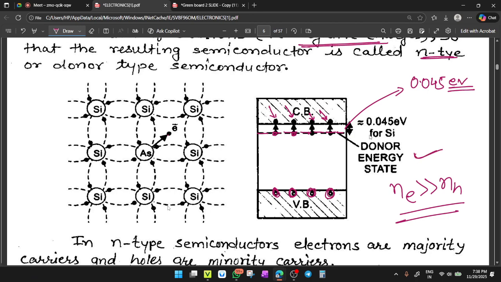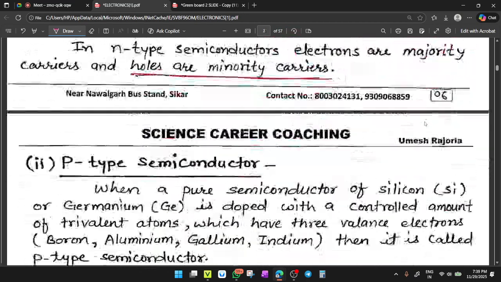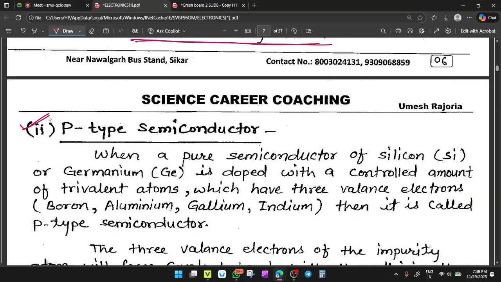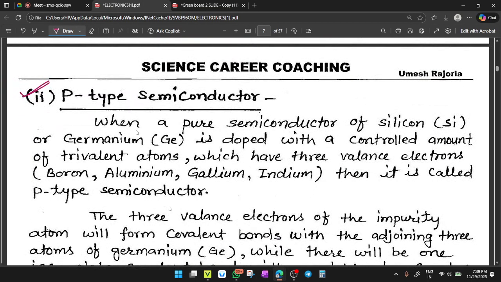The donor level will exist there. This is the donor energy state, having a gap of 0.045 electron volt. Clear? So you can understand it is better than the pure semiconductor, because in a pure semiconductor there is a gap of 1.1 electron volt. That is very difficult, to take this amount of energy. But 0.045 electron volt is quite less. Done.